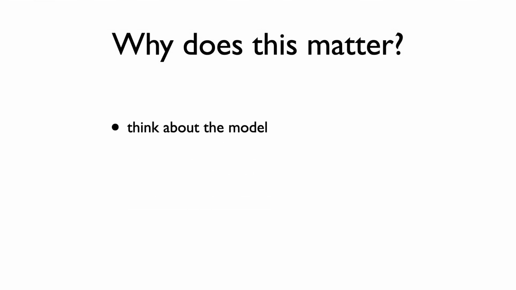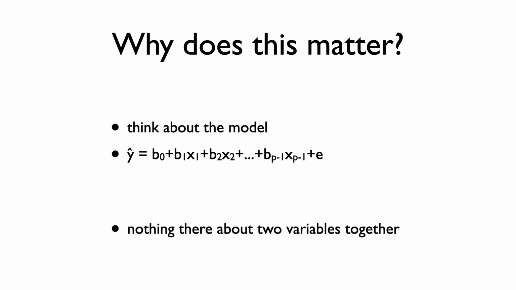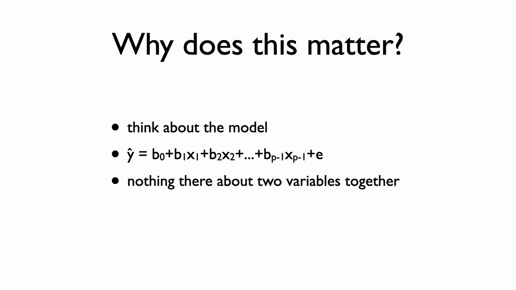Again, why does this matter? Let's think about the model. Y hat equals B0 plus B1 x1 plus B2 x2 plus ... plus Bp-1 x(p-1) plus E. That's the regression model. There's nothing here about two variables together. And the overlap is both variables together, isn't it? That model specifically says it's the variables by themselves.